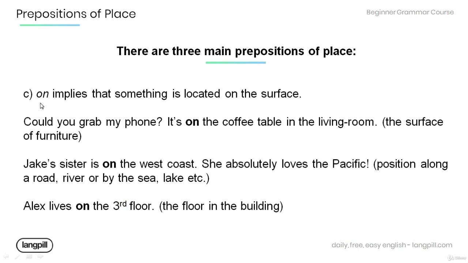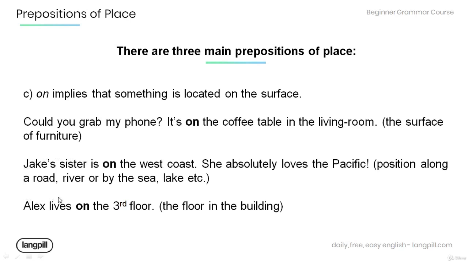C. On. On implies that something is located on a surface. Have a look at the examples below. Could you grab my phone? It's on the coffee table in the living room, meaning that it's on the surface of furniture, the coffee table.